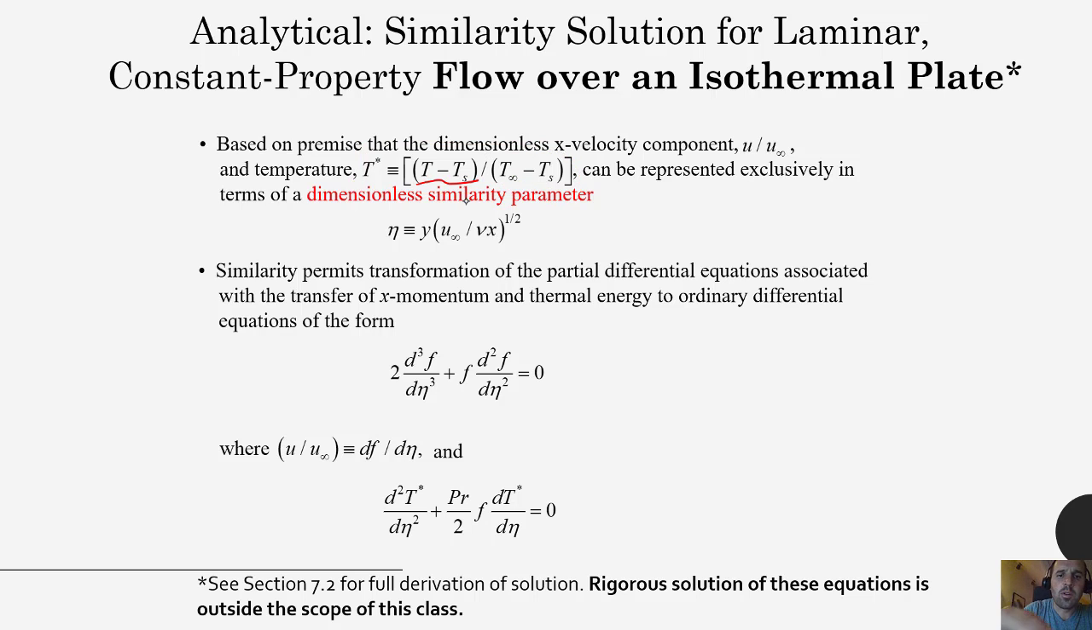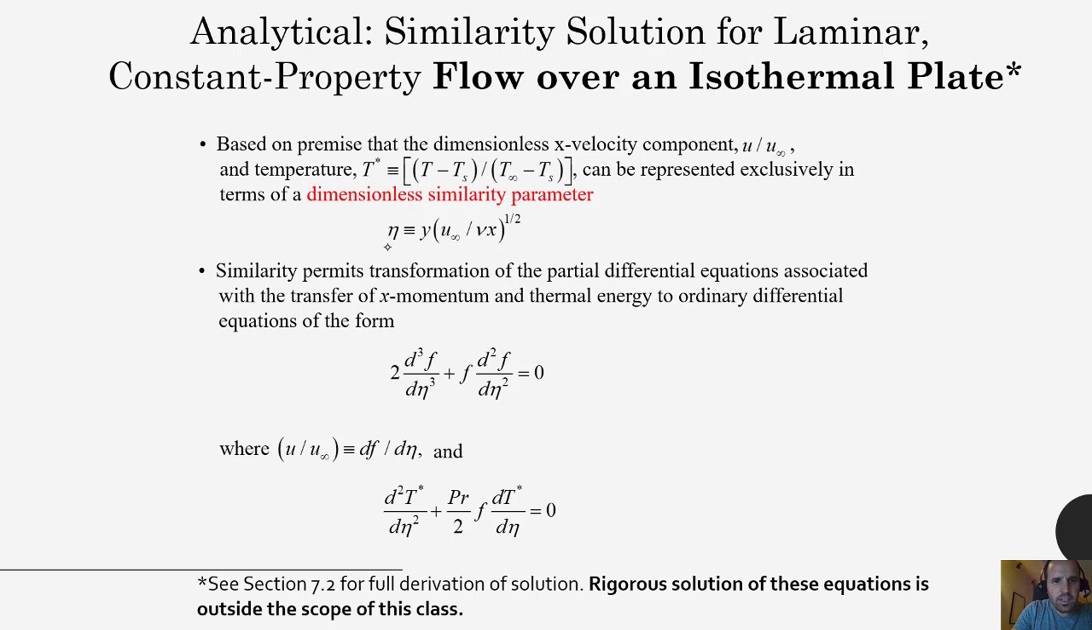So this would be a number between 0 and 1. Similarly, we're also going to use the dimensionless velocity, u over u infinity. So u is the fluid velocity in the y direction, and u infinity is the fluid flow in the y direction once you get high up enough above the plate that you are in the free stream.